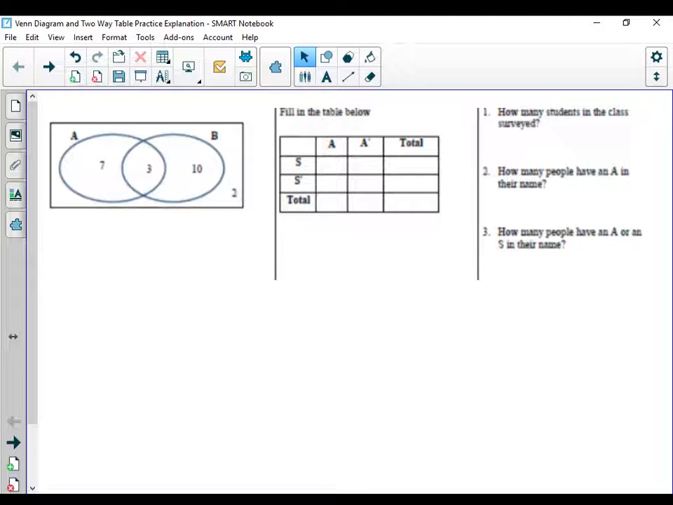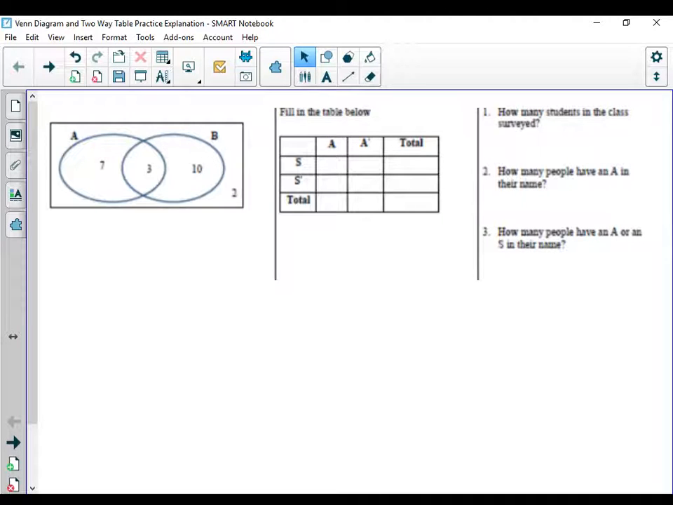Last week we started talking about Venn diagrams and two-way tables. What I want to look at today is how they can tie together. So the worksheet that I attached for you to look at, I want to talk about the first two problems, and then I'm going to have you try the next two problems on your own, and then you can check and see how you did on that.